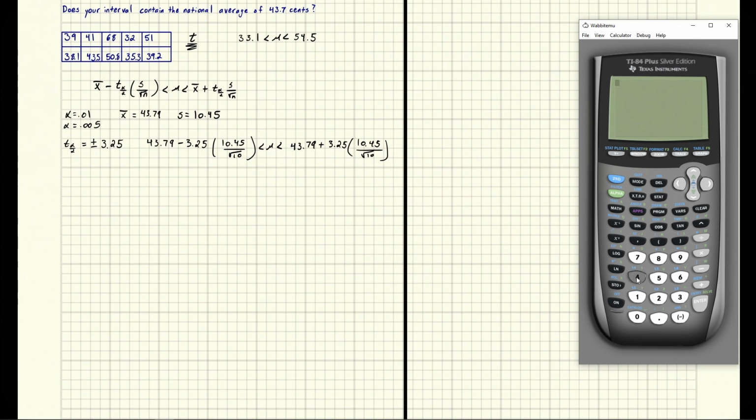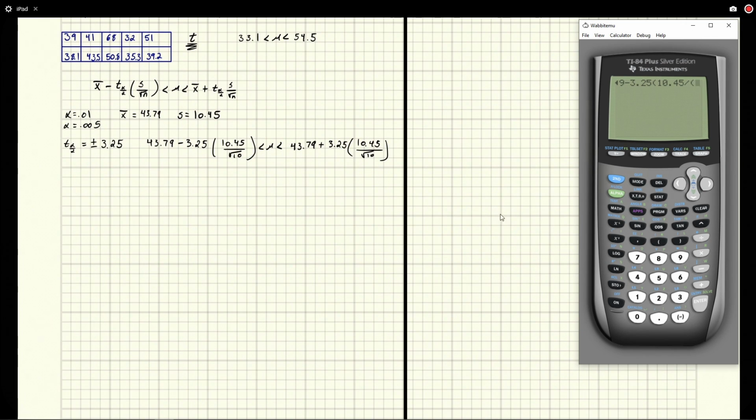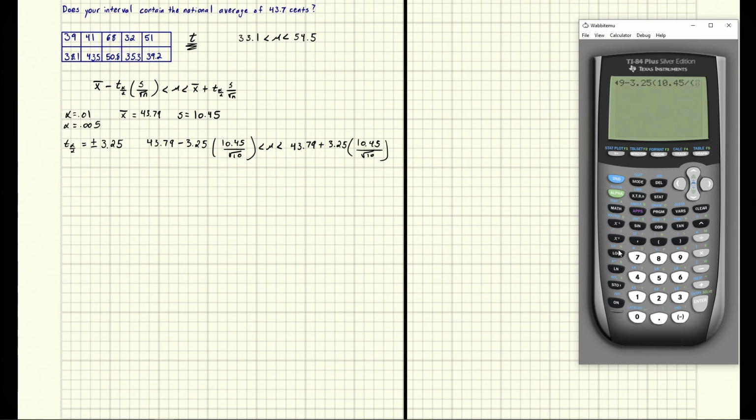So let's go ahead and plug this in the calculator. We're going to do 43.79 minus 3.25, parentheses. And then I'm going to type it the old school way just because it works on more calculators. 10.45, and then we're going to do a division. Now put another set of parentheses just to be really clear. And we're going to do a square root, second, square root, 10. Come out from underneath it, close the parentheses for the bottom, so we're guaranteeing that this bottom portion happens first. And then we're going to close the parentheses for the division itself. So, okay, we've done this half.